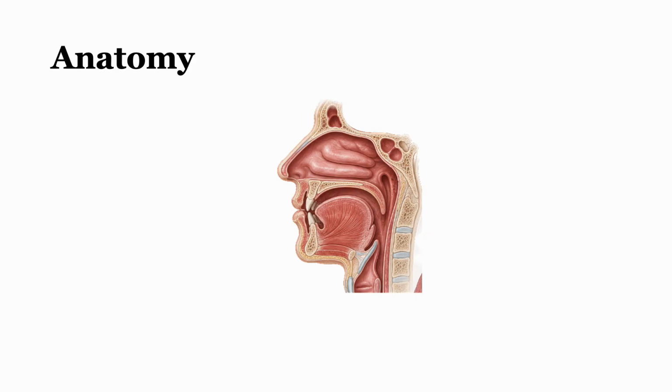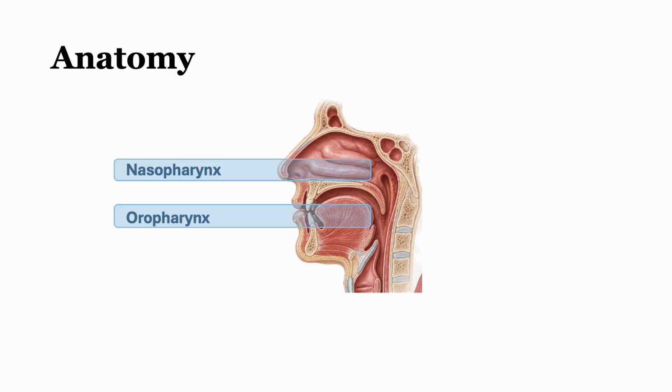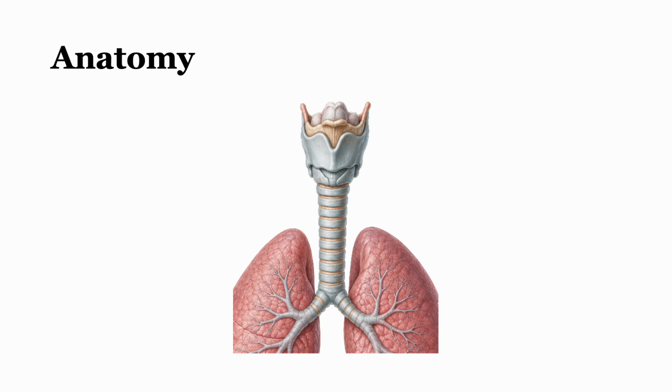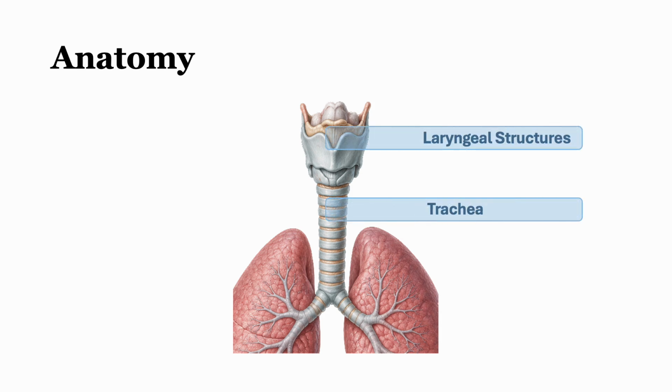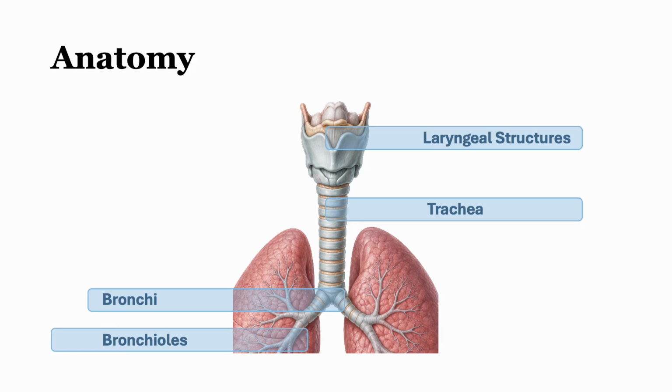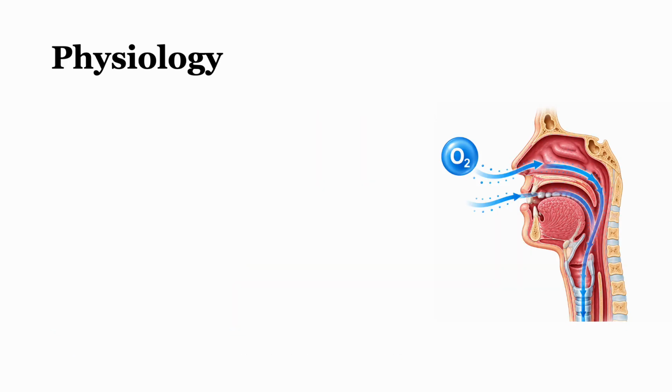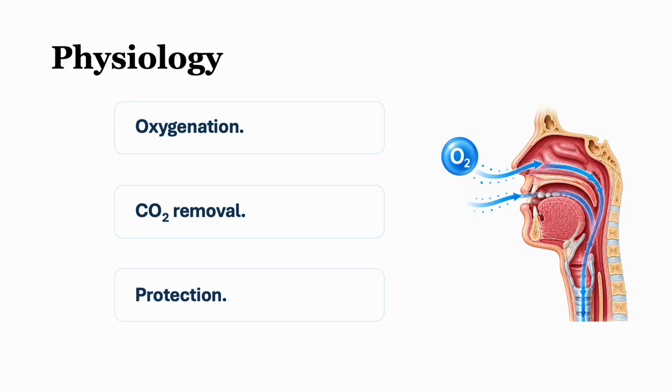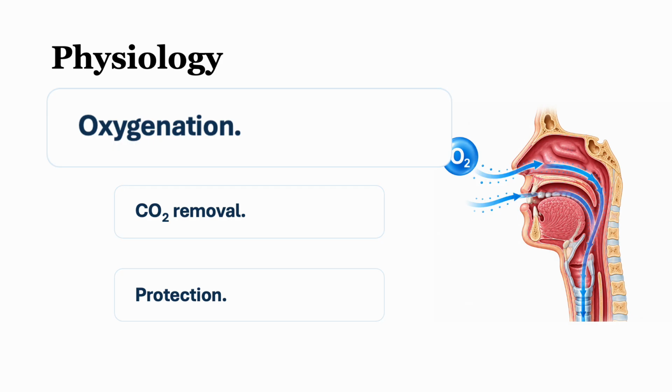The anatomical components of the airway are the nasopharynx, the oropharynx. Going down, we have the laryngeal structures, the trachea, the bronchi, bronchioles, and alveoli. The functions of the airway include oxygenation, elimination of carbon dioxide, and protection of the lungs against aspiration and foreign bodies. Oxygenation is the main focus in the management of airway trauma.